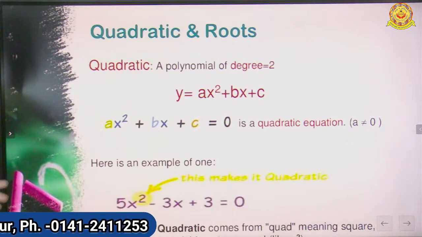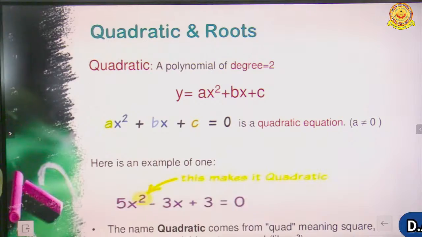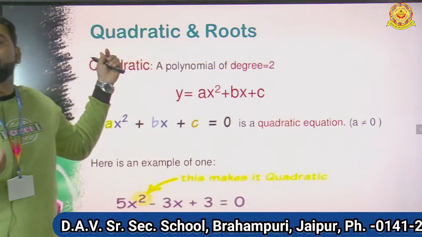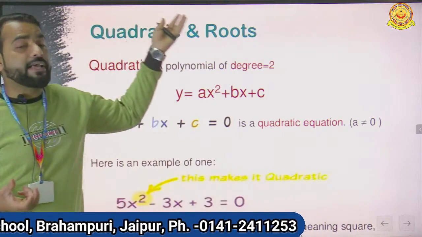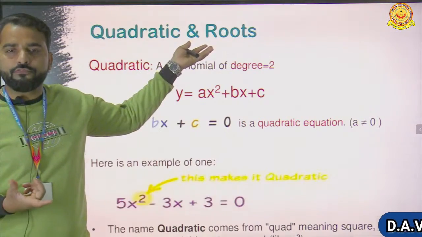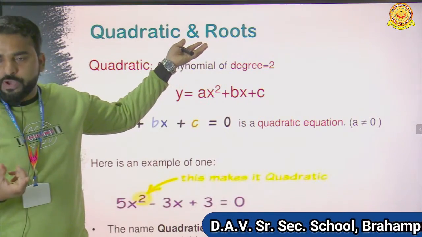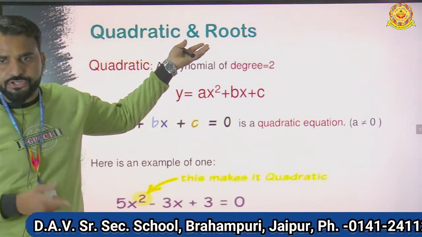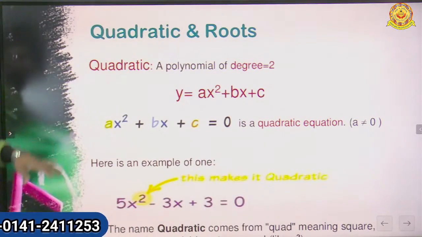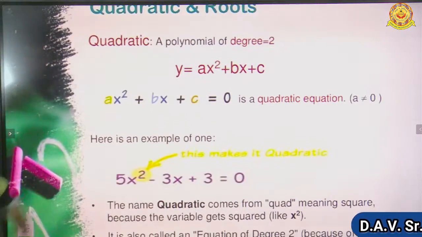Okay, now in this quadratic equation ax² + bx + c, where x is the variable, how can we find the value of x? For finding the value of x, we are actually finding the roots of the equation. Finding the x value is called finding the root or zeros of the equation, right? So here are some methods to find it.